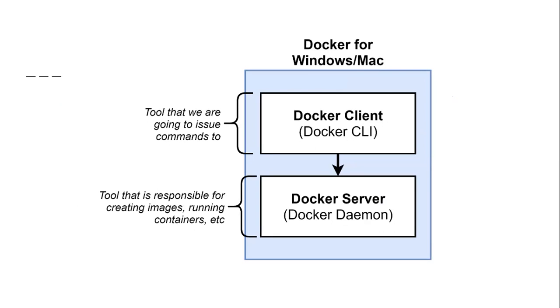Docker has two parts, Docker client and Docker server. Docker client is where we run the commands. It is the CLI that we use to give commands so that the Docker server can create images, run containers, etc.